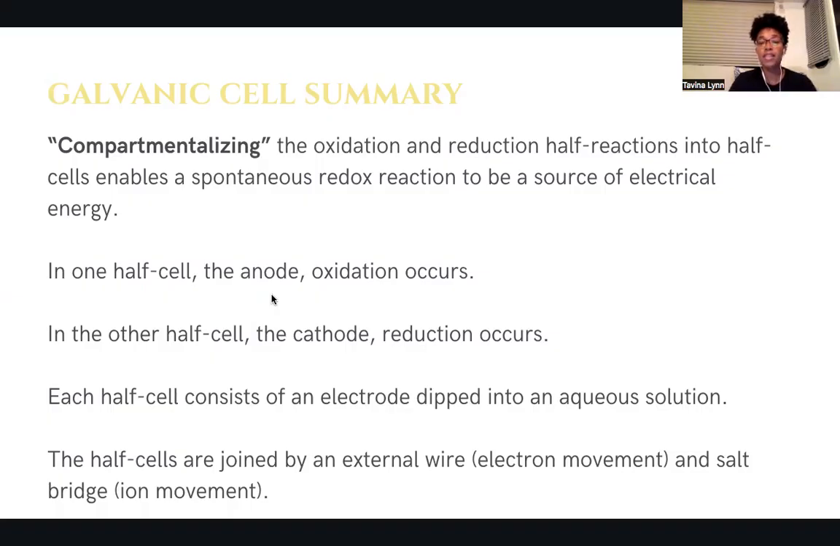Each half cell consists of an electrode dipped into an aqueous solution, which is our anode in our oxidation half cell and our cathode in our reduction half cell. And then we have a wire that connects the two half cells that allows electrons to move between the two, as well as our salt bridge that allows us to balance the charge buildup or the charge depletion in our two half cells. So this concludes our section on galvanic cells.